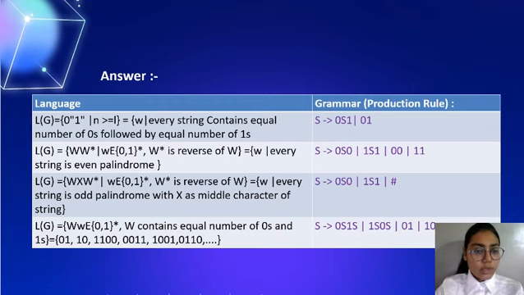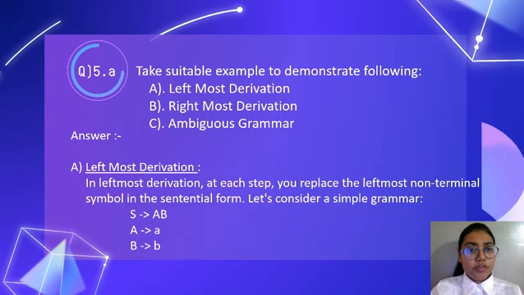For example, 01, 10, 1100, 0011, 0110, and so on, and the production rule for this is S → 0S1S | 1S0S | ε. And this is the fifth question.